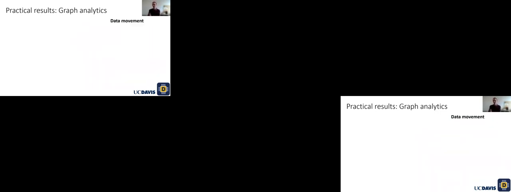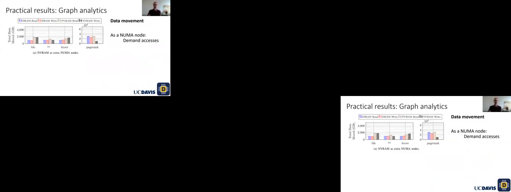So if we look at this data movement, first we're going to look at the total data moved when we use the persistent memory as another NUMA node. So this gives us the theoretical amount of data that each one of these algorithms has to access. So this is the total number of demand accesses. And you see for BFS, this is something like 10 terabytes that it needs to access in order to complete the BFS algorithm. Now let's compare that to when we use the DRAM as a cache.